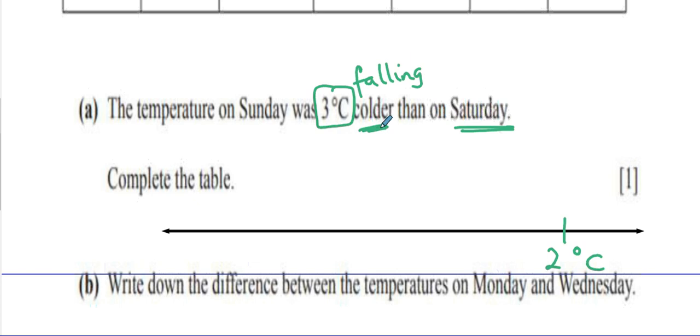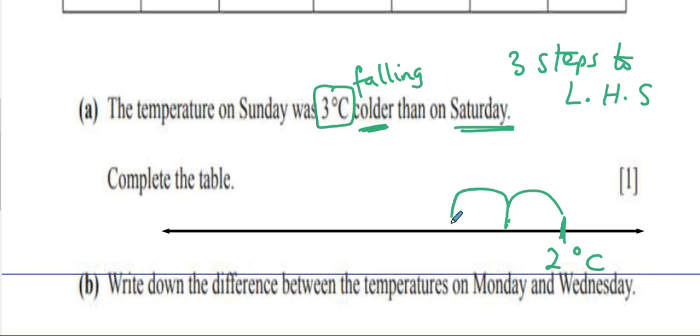Now, by how much? The temperature on Sunday was 3 degrees centigrade colder than the temperature on Saturday. So that means from 2 degrees centigrade you have to move 3 steps to your left hand side. So from here, move 3 steps: 1, 2, 3 steps. Stop here.